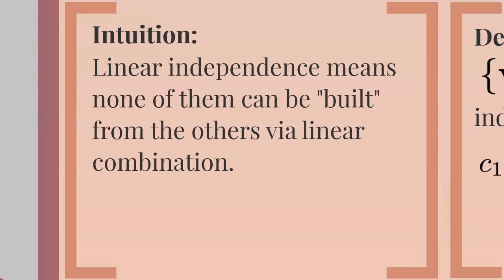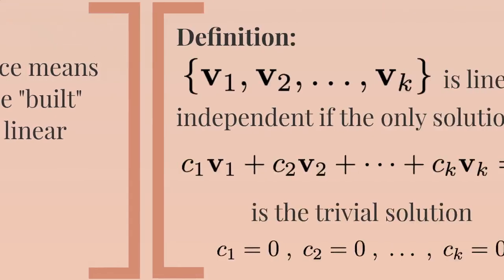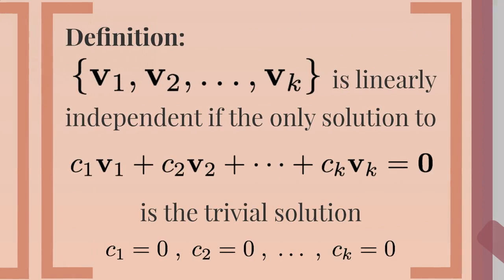In other words, we can't explain the presence of any one of these vectors in my collection by being there because the other ones determine it, right? Each one of those vectors is telling its own unique story in this collection. We can't build any of them out of the others. The definition there being that my set of vectors is linearly independent if the only solution to this homogeneous equation, in other words, the only way to make a linear combination of those vectors equal to the zero vector, is to select the trivial solution that makes all of my weights 0.